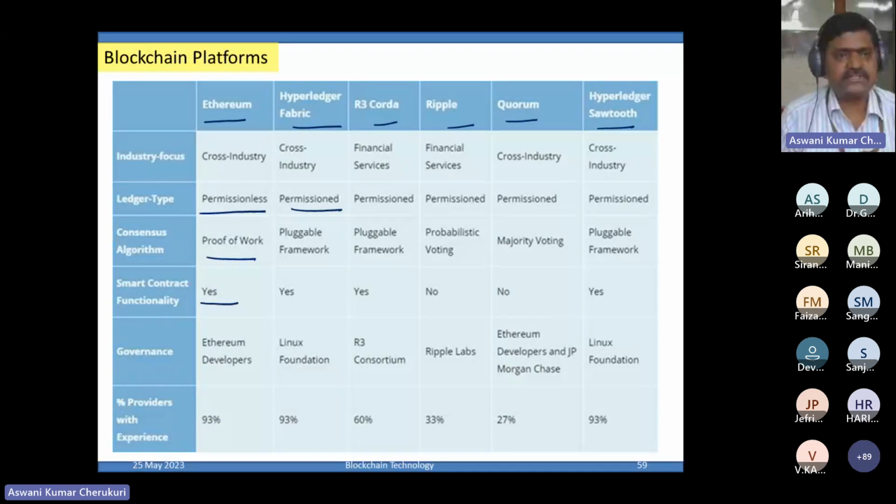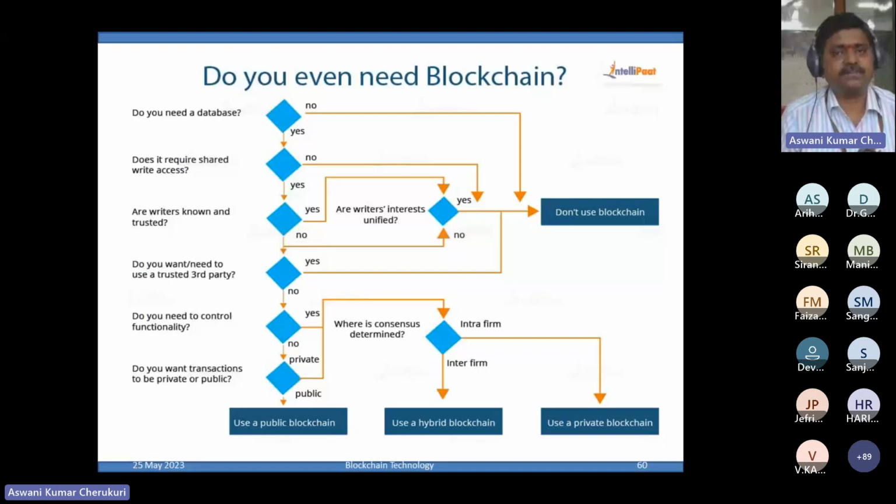All that you can see, and you can use these platforms as per your need. And above all that, you need to think whether my problem needs blockchain or not. Now people talk about blockchain for everything. So this particular diagram gives you a nice illustration. Imagine, do you need a database? Of course, no. If I don't need a database, you need not actually go for blockchain.